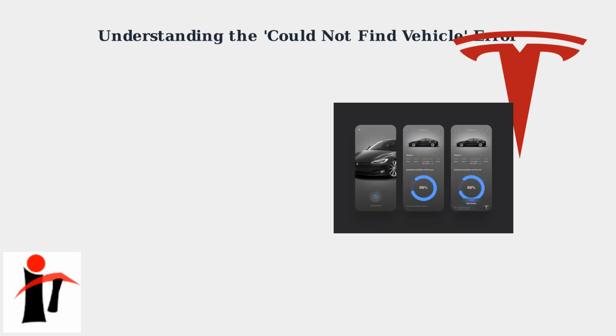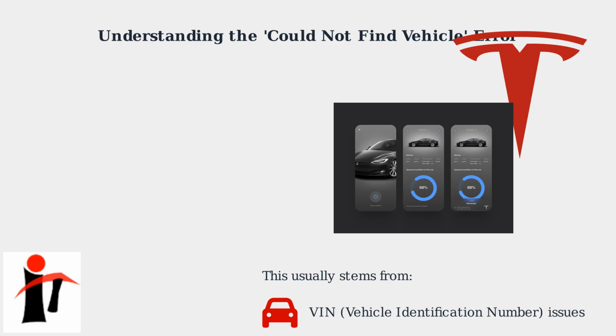The could not find vehicle error in your Tesla app means the app can't communicate with your car. This error appears when you try to access vehicle controls, but the connection fails. This usually stems from issues with your VIN, which uniquely identifies your vehicle, account synchronization problems that affect app access, or location services that help the app find your car.